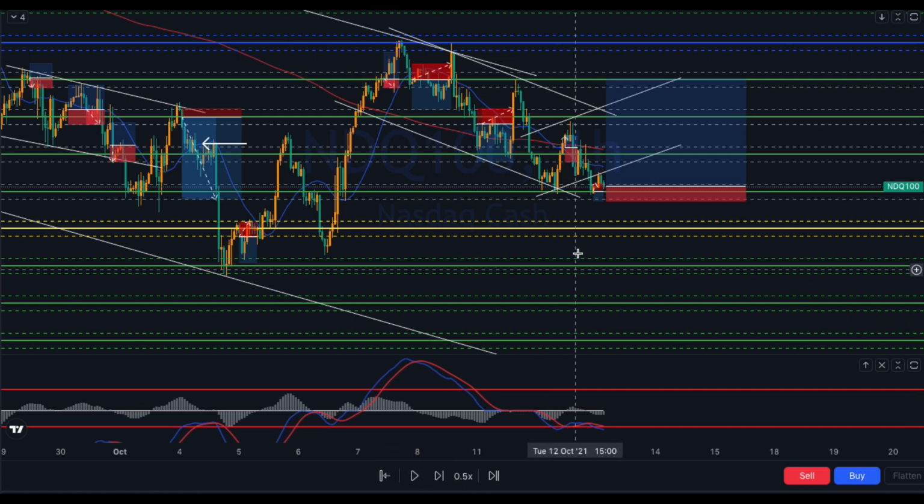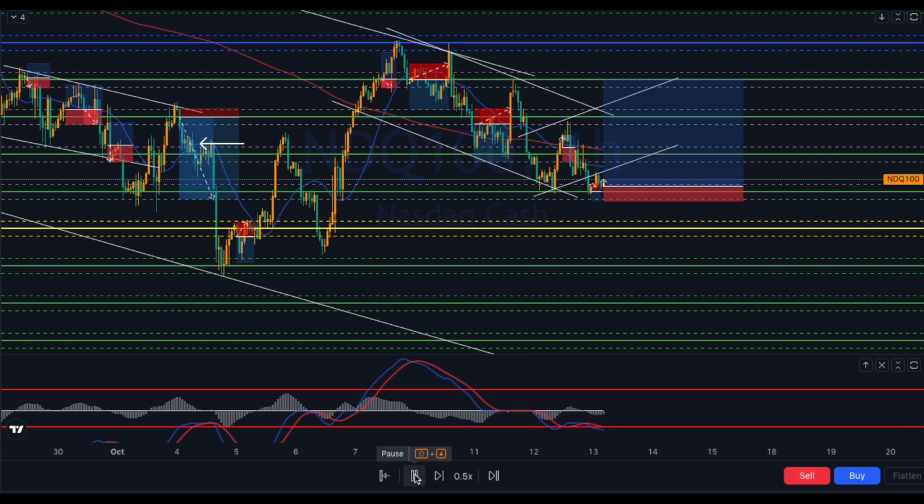The reason why I took that buy is because we have a potential double bottom at this level right here. Okay, so I'm going off the assumption that price is not going to break below this level.